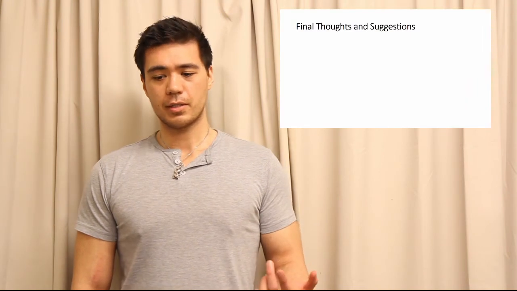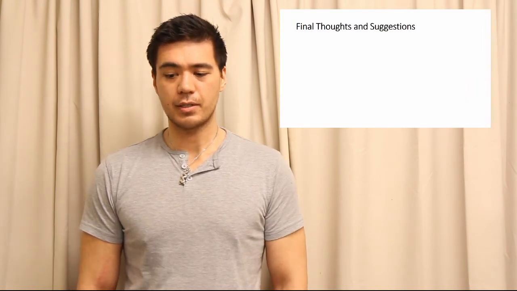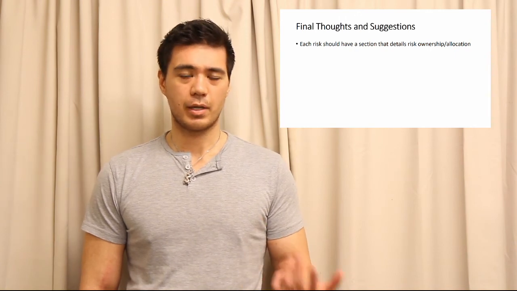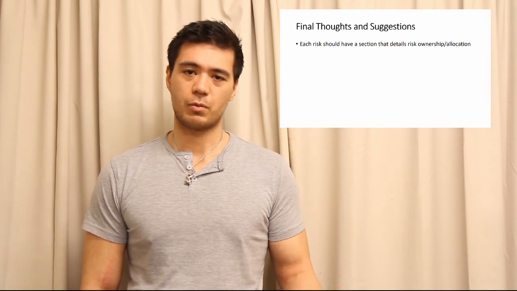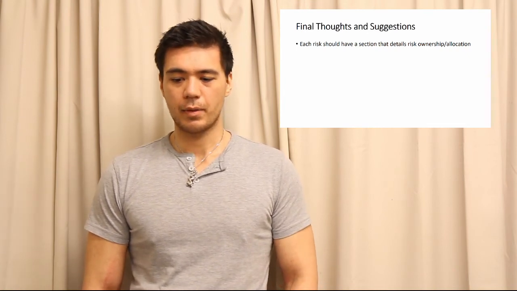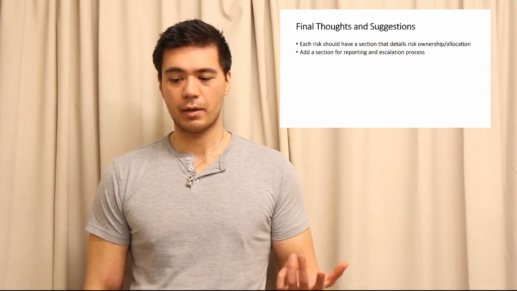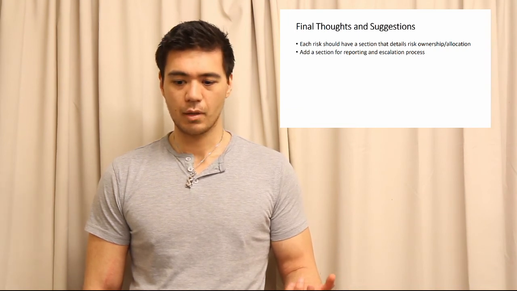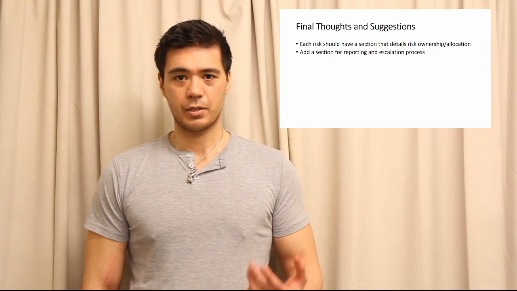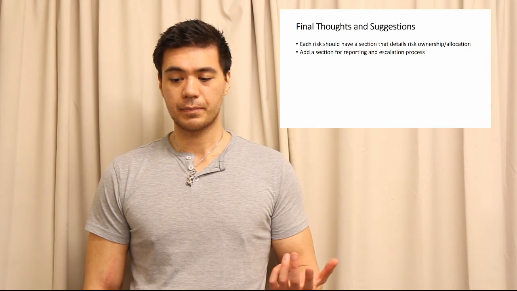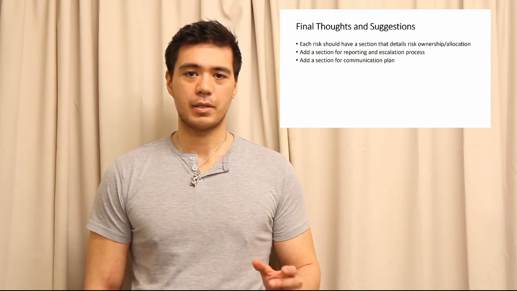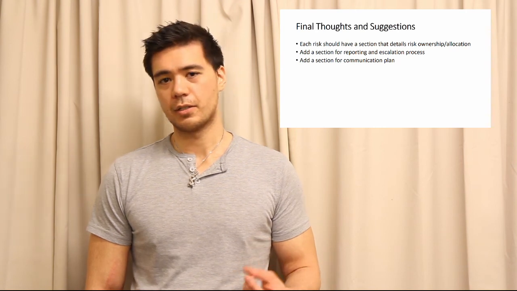So my final thoughts and suggestions. Each risk should have a section that details the risk ownership or allocation. And this may include supporting allocations as well, so not just one team member will be responsible for a particular risk. There needs to be a section for the reporting and escalation process, as well as a section for the communication plan. Each risk as well should have priority added to it, and an acceptable risk level if appropriate, and these need to be put into the document convention section as well.